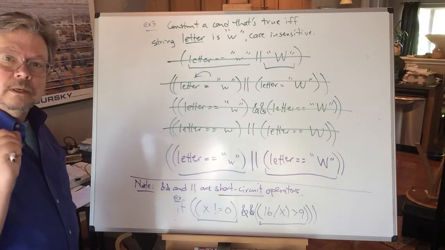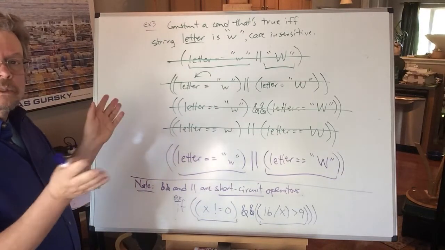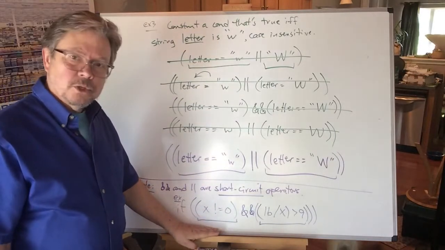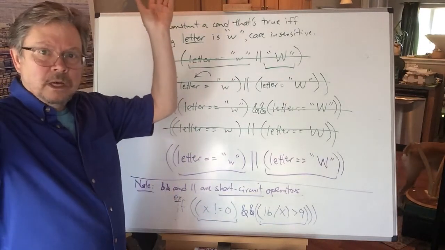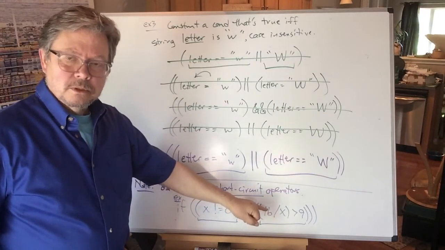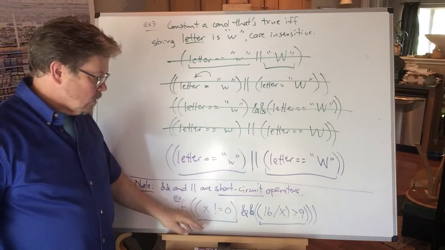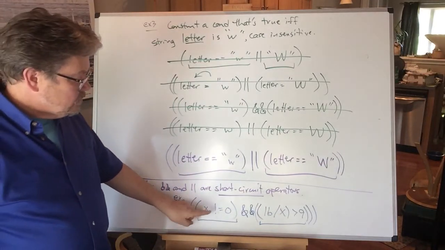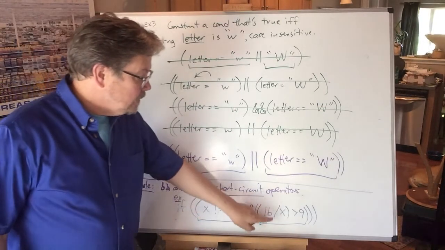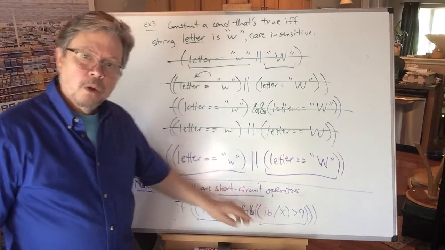Well, the short circuited and says if the first half of your condition is false, there's no reason to look at the second one. Think about that. If the first half of an and condition is false, the whole thing is false. It's a waste of C++'s time, the waste of the CPU's time, to even look at the second one. In this case, it makes a big difference. We're testing the water first. We check and make sure x is not equal to 0. If x is not equal to 0, then we divide 16 by x and see if what we get is greater than 9.